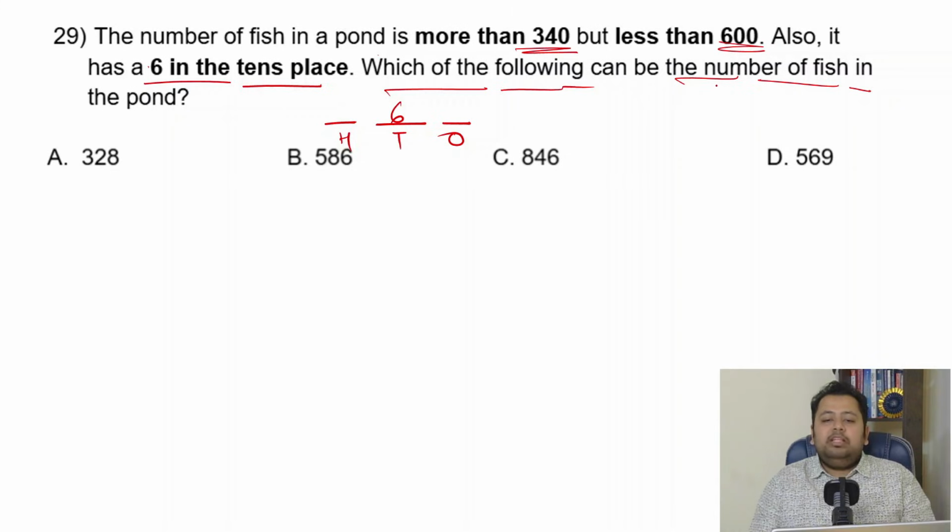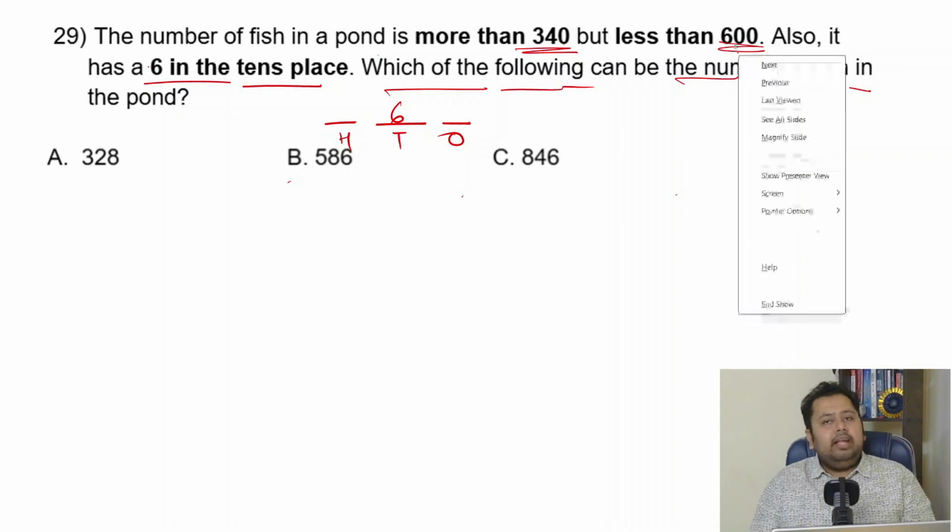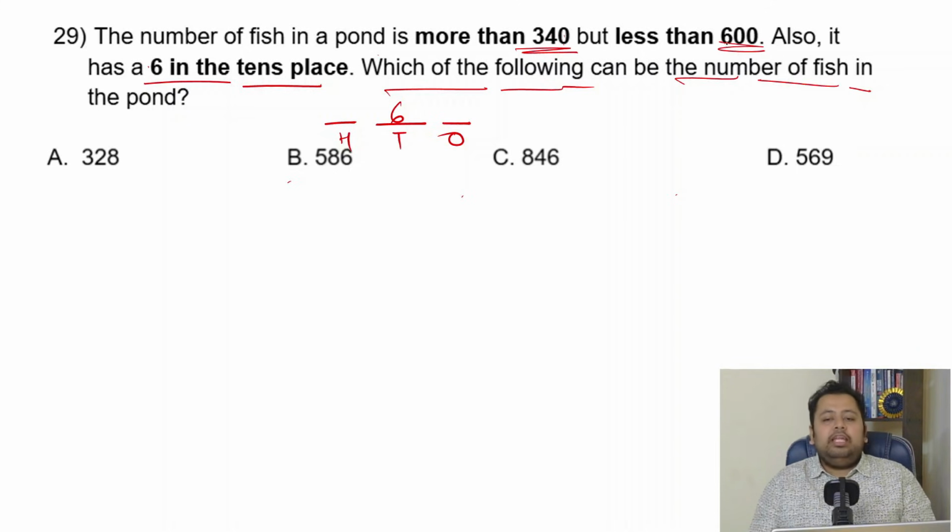Which of the following can be the number of fish in the pond, right? So which of the options can be an answer? Be careful that it is between 340 and 600, cannot be less than 340, cannot be more than 600, and it has to have a 6 in the tens place. Pause the video, solve it first, and then look at the solution.